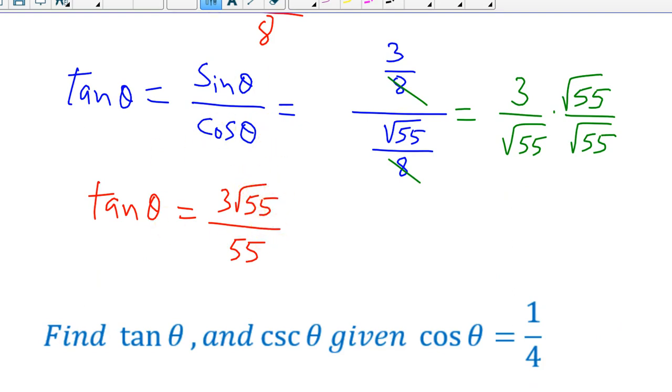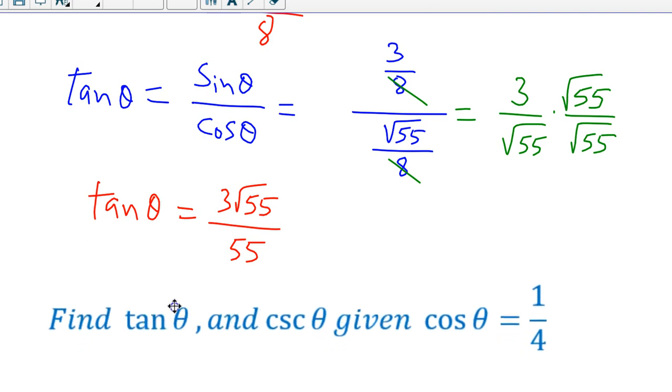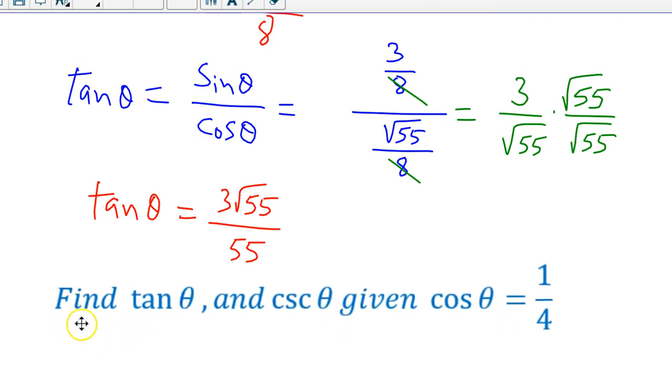So you try to do one similar to that. You have: find tangent and cosecant theta given cosine is equal to 1/4. Okay, please try. Thank you.